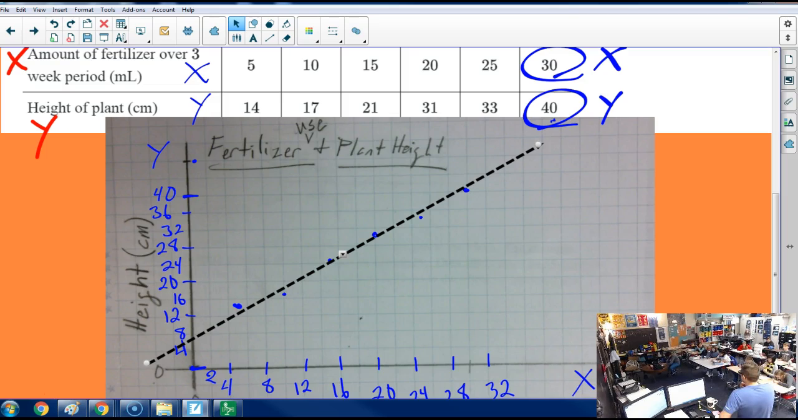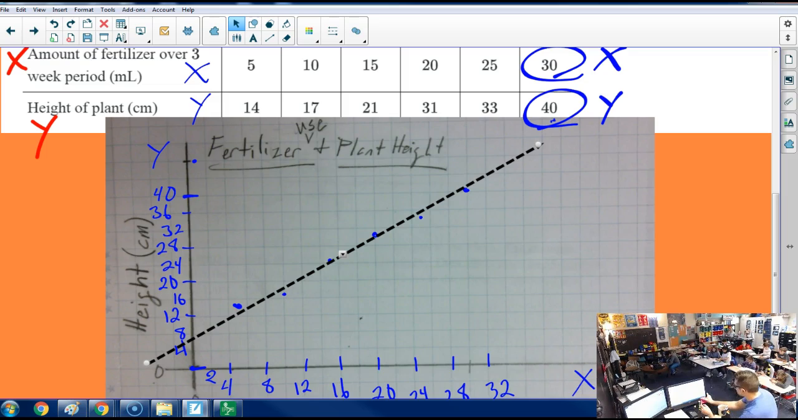So who could make a scientific conclusion to the question of will fertilizer usage impact the height of the plant? Simon? So yeah, it does impact it, but it's not proportional. But the more fertilizer you use, it is likely that you're going to get a higher height.